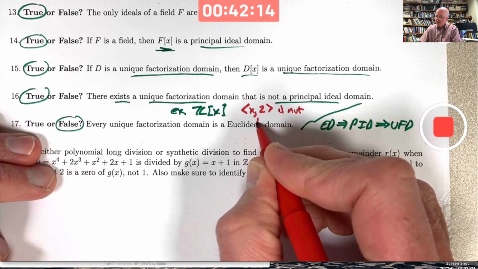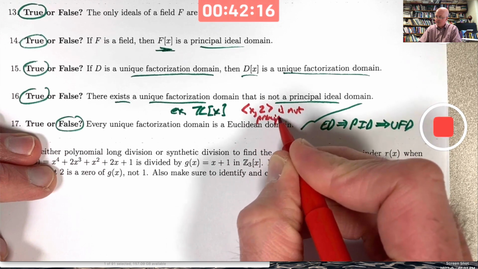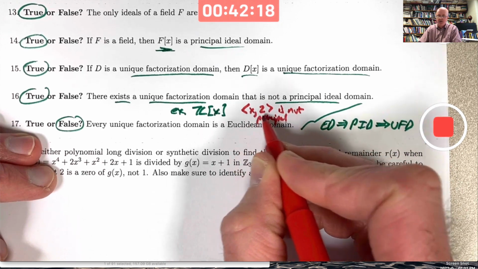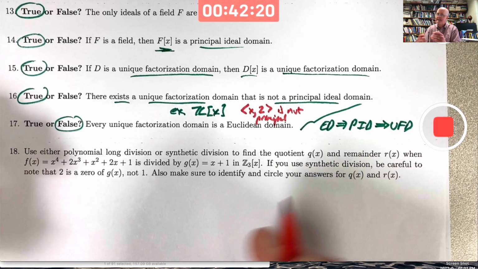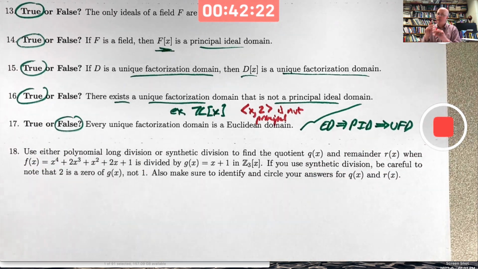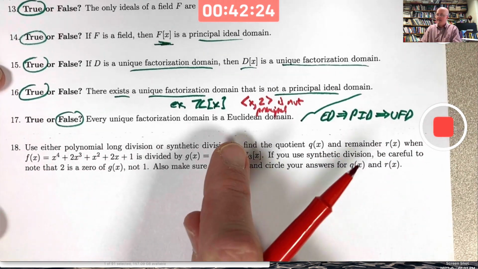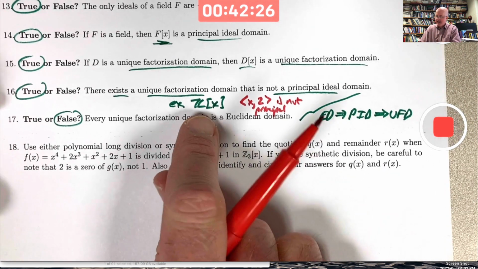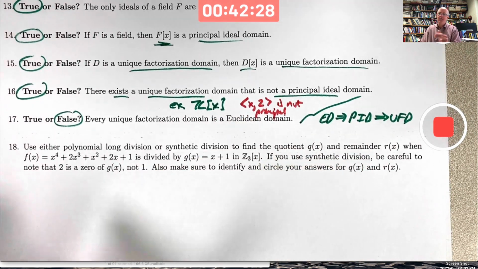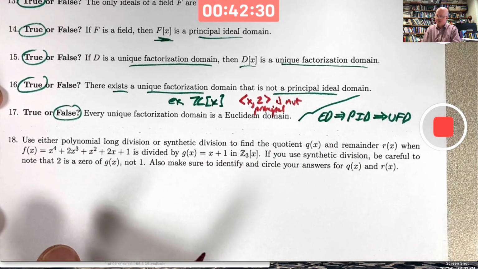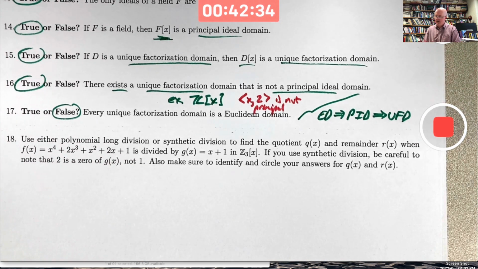In other situations, you might be able to say that an ideal generated by 2 or 3 or 4 elements is a principal ideal and generate it just by one element. It's not obvious, but it turns out in Z[x], this one is not principal. You cannot write it as a principal ideal. So yes, there does exist such a domain.